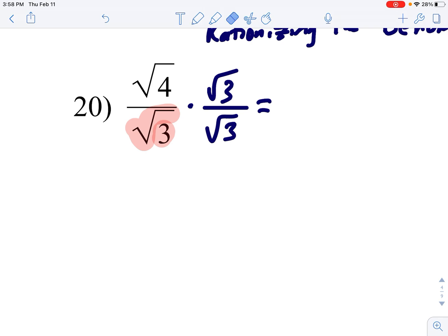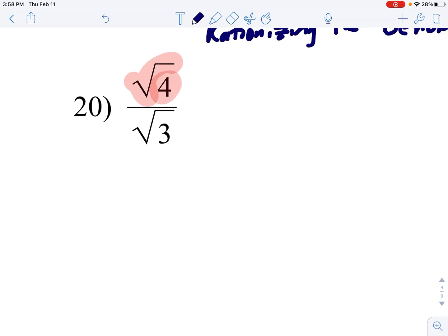Oh, do you know what? I just realized something. I'm going to get back to that. I violated one of my own rules. I said, before you do anything, simplify if you can simplify. Can you simplify the square root of 4? Yeah, the square root of 4 is 2. That gives me 2 over square root of 3.